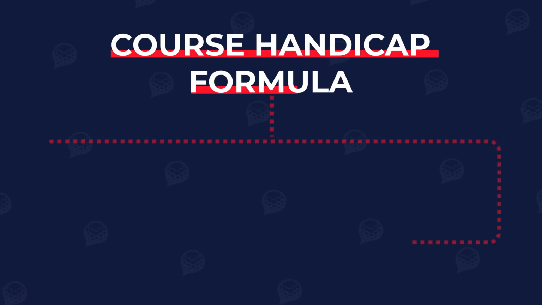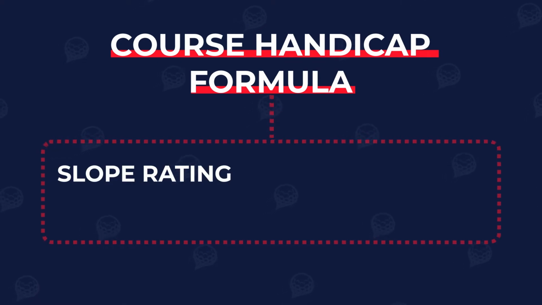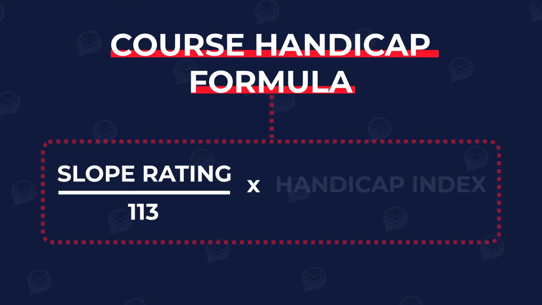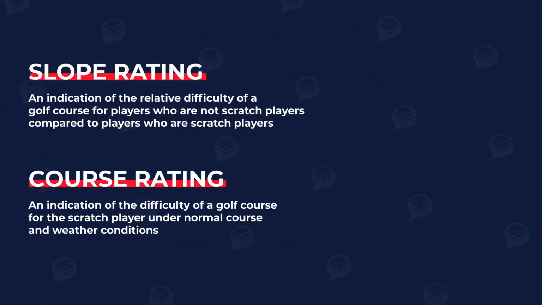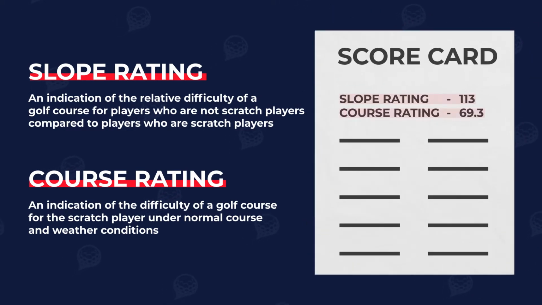The formula for this is the slope rating of the tee box that you're playing at, divided by 113, times your handicap index. Now, what is the slope rating and course rating? These two numbers determine the difficulty of the golf course. You can get both numbers on the scorecard of all the golf courses. It's on the scorecard right there.